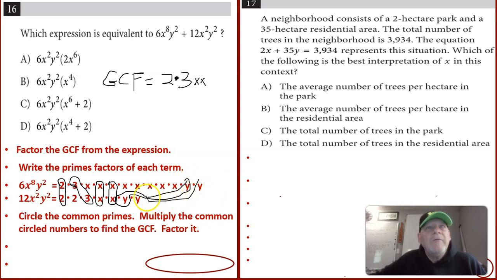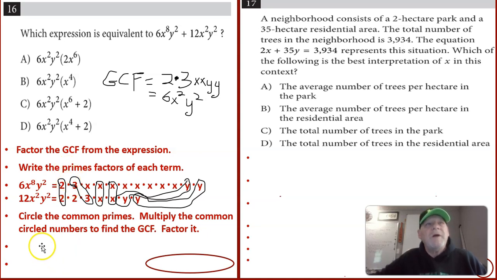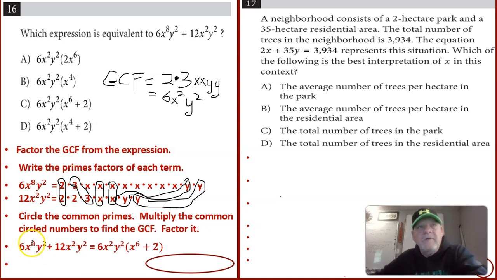And a y here. So that is y, y. So my GCF ends up being 2 times 3, which is 6, x times x, which is x squared, y times y, which is y squared. Okay, so that's my GCF.